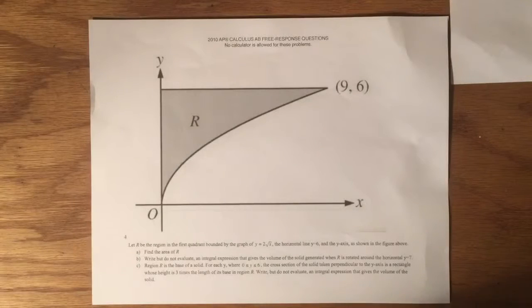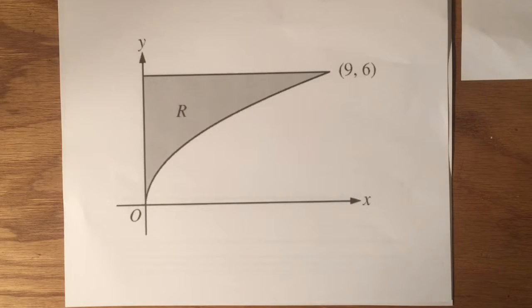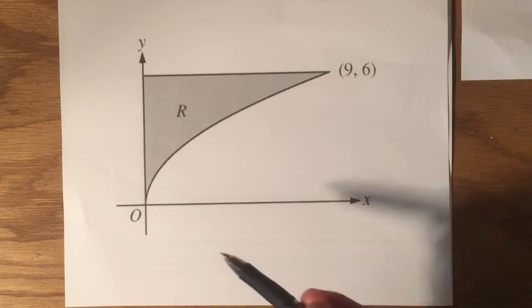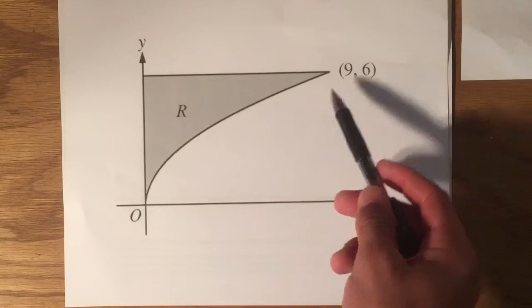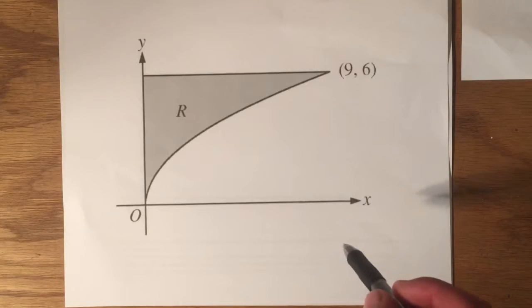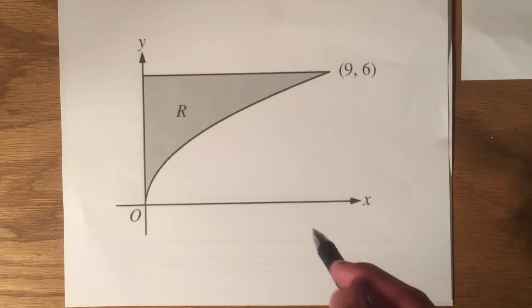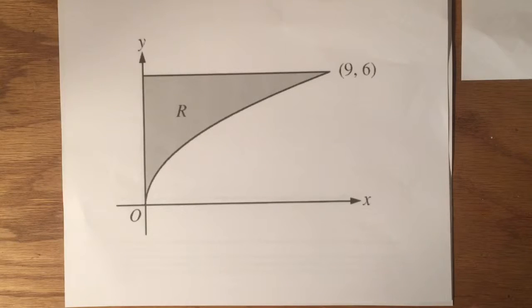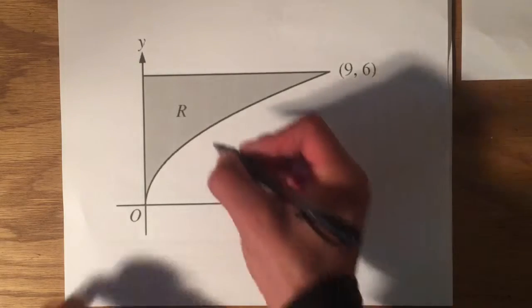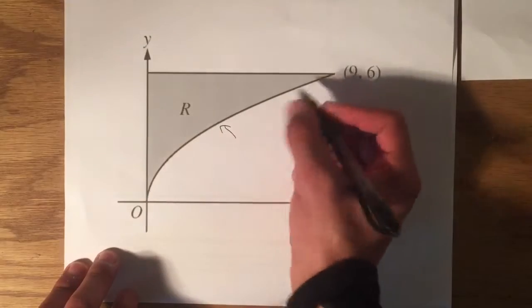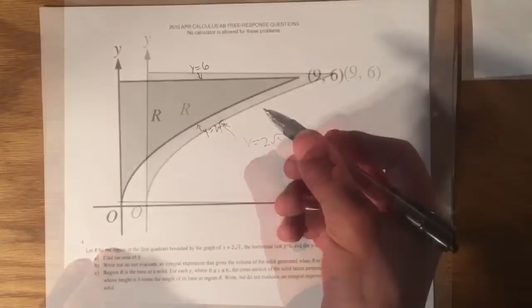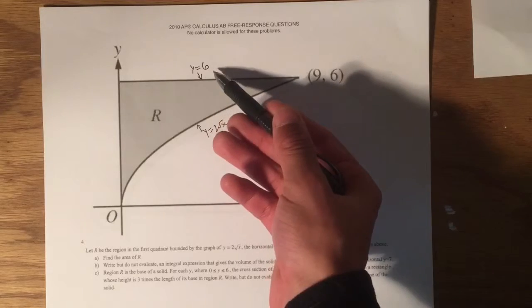This is a non-calculator question, so all the work that we show has to be written out. Part A is asking us to find the area of this region R. Normally when we take an area, we would just multiply length times width. But because there's a curve here and it is not a square, we cannot do that. So we take the integral of the upper function minus the lower function. Our functions are this curved line, y equals 2 rad x, and this line here, which is y equals 6.